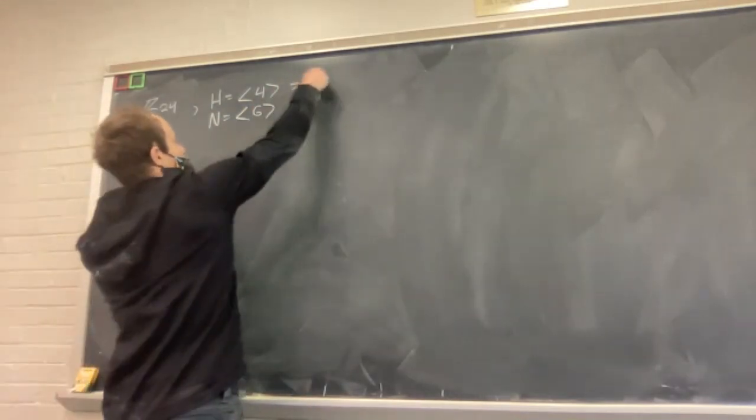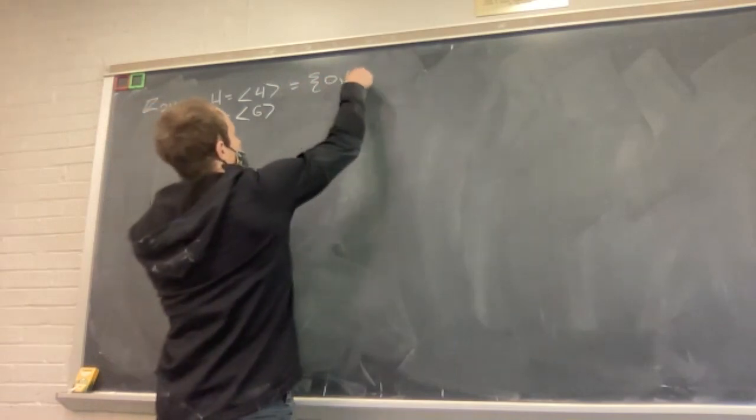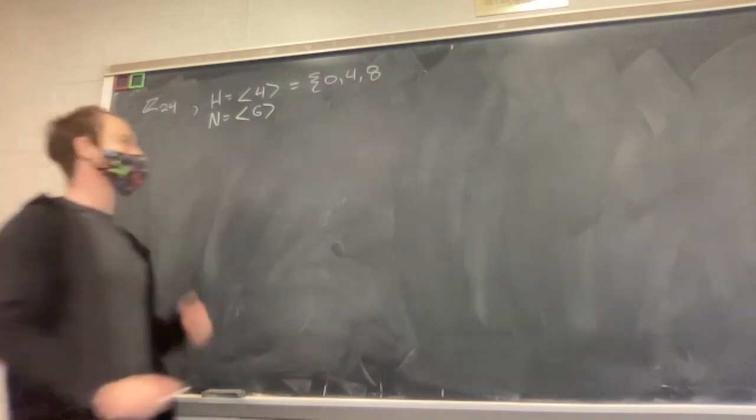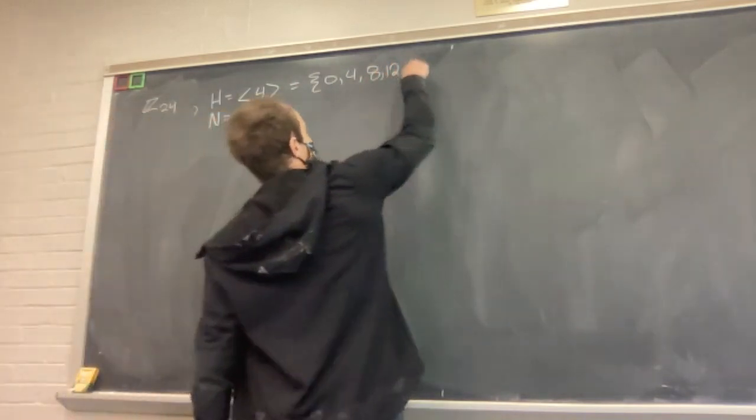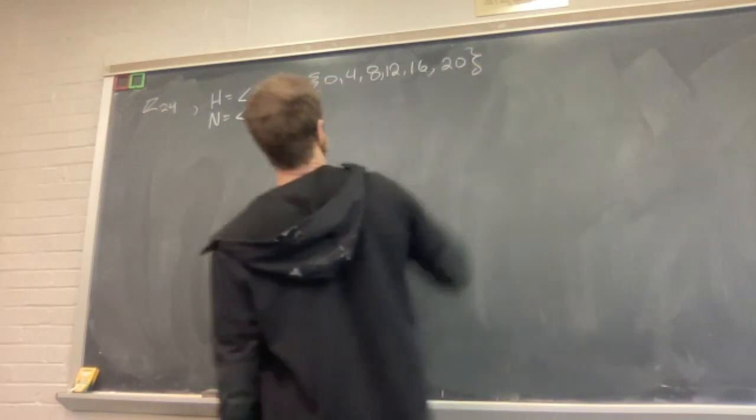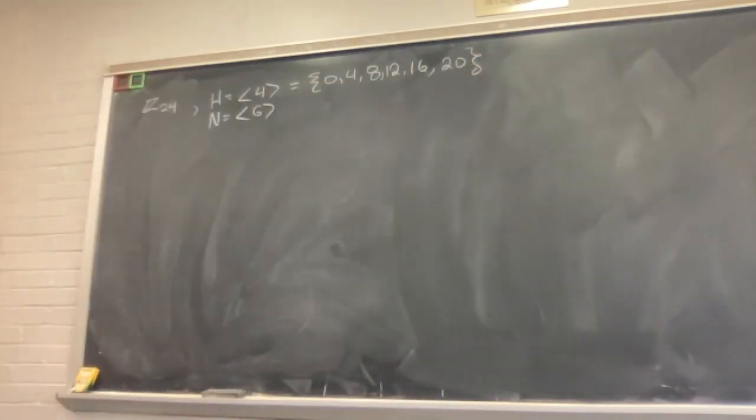Then let's write these out. This is going to be 0, 4, 4 plus 4 is 8, 4 plus 4 plus 4 is 12, plus 4 is 16, plus 4 is 20, plus 4 is 24, which is back to 0, right? So that's a 6-element subgroup.